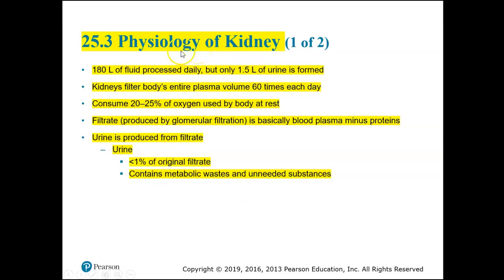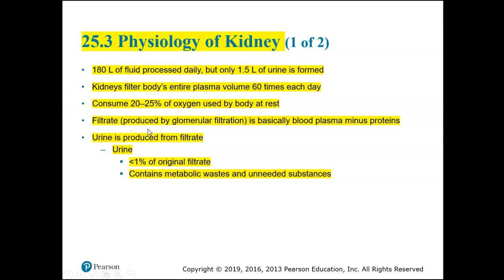All right, section 25.3 is on physiology of the kidney. The kidney processes 180 liters of fluid a day, but only forms 1.5 liters of urine because most of that is reabsorbed back into the blood. The kidneys filter the body's entire plasma volume 60 times a day. They consume 20 to 25% of the oxygen used by the body at rest.